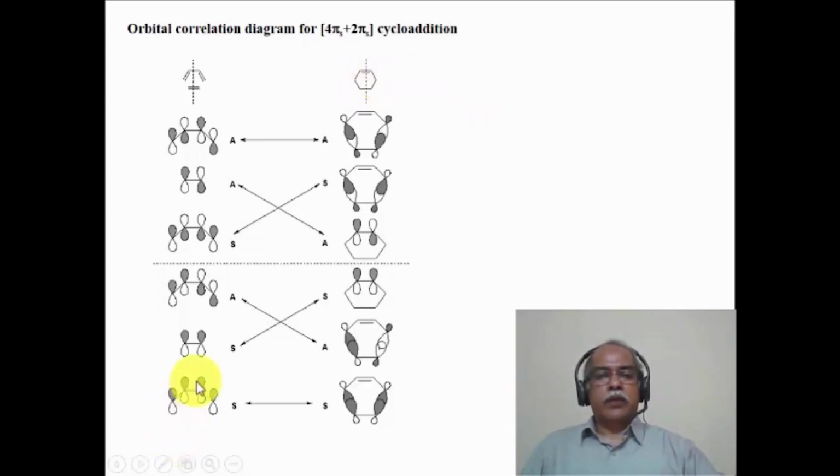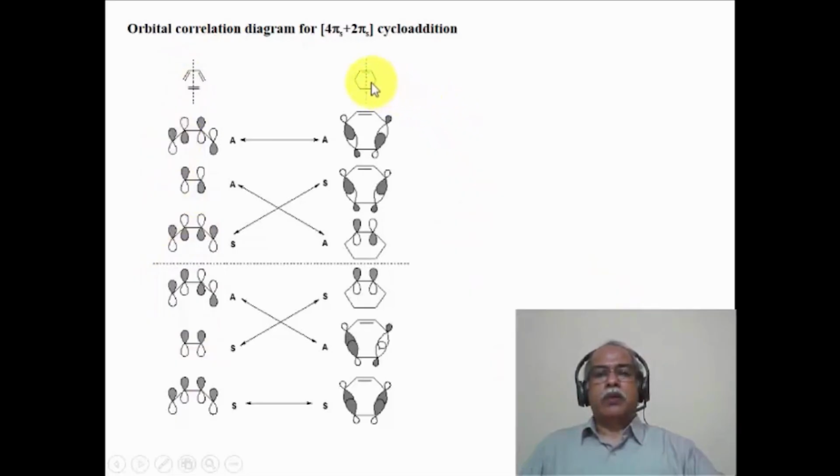Now, this is butadiene psi 1. And this is psi 1 of the ethylene, this is psi 2 of butadiene, this is psi 3 of butadiene, and this is psi 2 of ethylene, and finally psi 4 of the butadiene. We have written the molecular orbitals of the butadiene and the ethylene in the increasing order of energy.